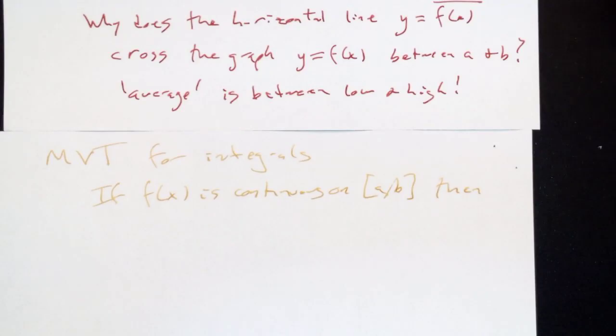Now, when we had Rolle's theorem and the mean value theorem, we had a lot more assumptions. We said that our function had to be continuous from A to B. It had to be differentiable everywhere between A and B. For Rolle's theorem, the ends had to be the same height. For integrals, we don't need any of that. I need the function to be continuous from A to B. That's all I need. Because all continuous functions have an integral. I don't have to worry about the derivative part.